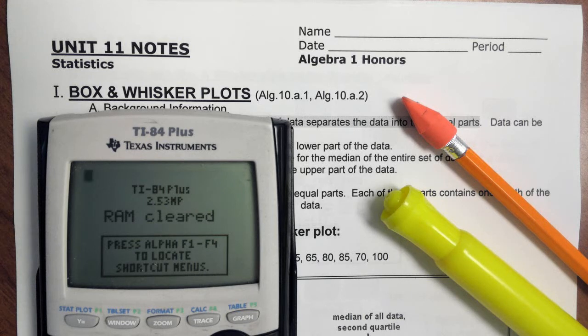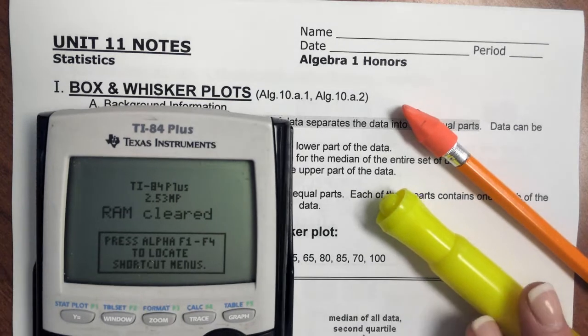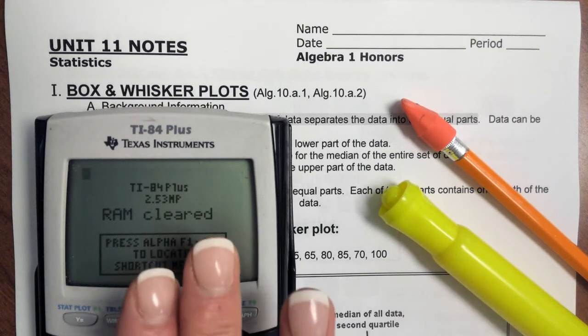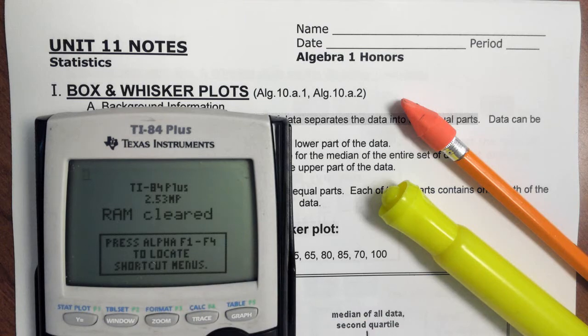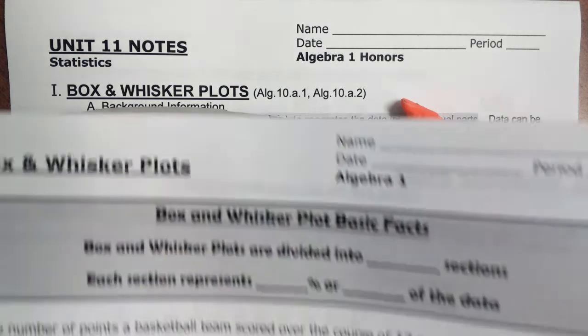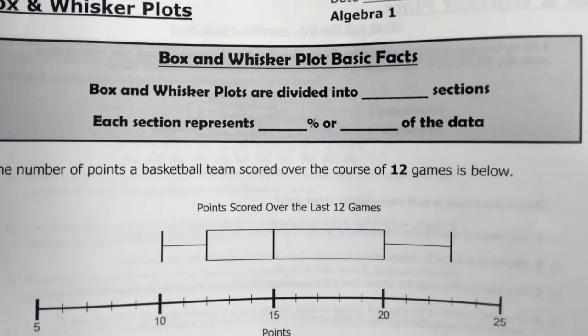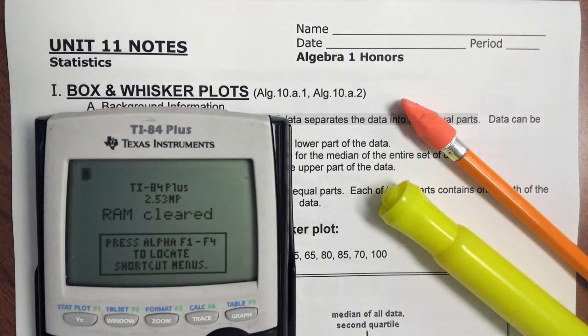Okay, so now that you've finished your Unit 10 test, you're ready to start your Unit 11 notes on box and whisker plots. Before we get started, let's make sure that you have everything that you need. You need to have your pencil, you need to have your highlighter, you need to have your calculator already cleared, and you want to keep your homework assignment nearby. This homework assignment, we're going to go ahead and start that at the end of this video. So have that all ready to go.